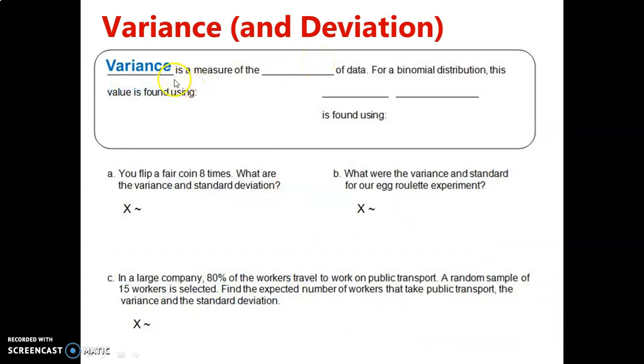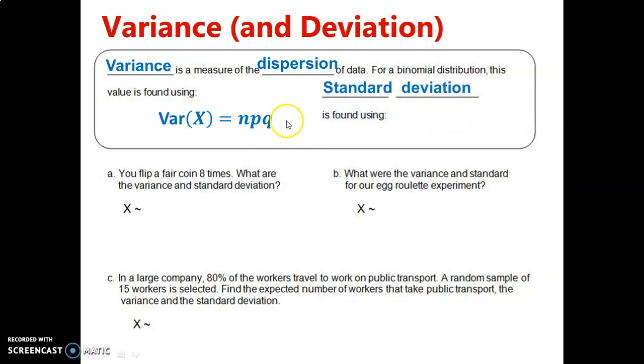So variance is a measure of the dispersion, which means the spread of data. For a binomial distribution, this value is found using this formula. The variance of random variable x is equal to n times p times q. n again is the number of trials, p is the probability of success, and q is the probability of failure. Okay, so standard deviation now, you may remember, when we have variance, to find standard deviation, which can be shown using this symbol here, sigma, it is the square root of the variance value. So here's variance, and the square root of that is standard deviation.